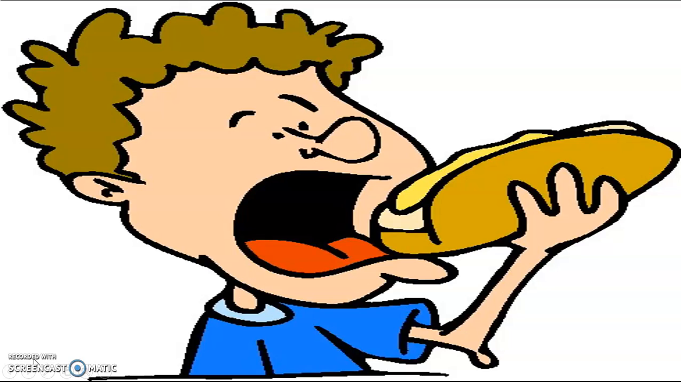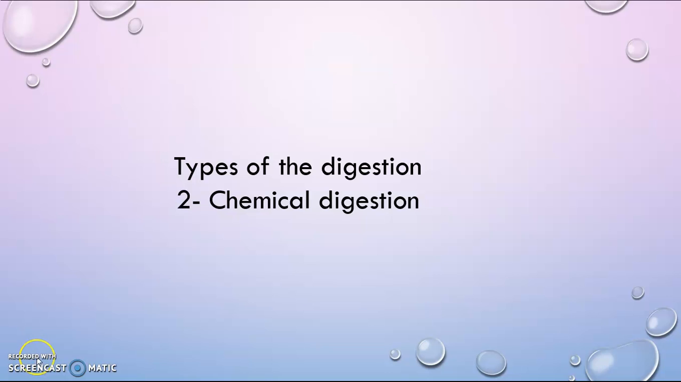Actually, in your mouth, not only the mechanical digestion is happening. As you remember in period 1, I told you about saliva and the role of saliva that breaks down carbohydrates and starch to its original molecules. This type of digestion, we call it chemical digestion. The second type is the chemical digestion.